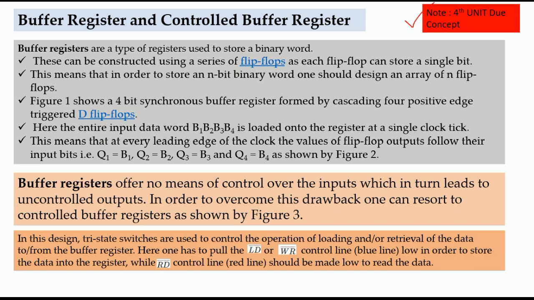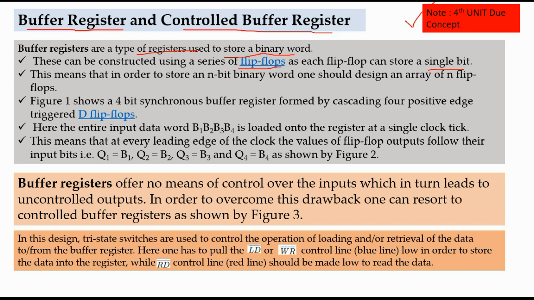What are buffer registers and control buffer registers? Buffer registers are a type of register used to store a binary word. How can we construct such buffer registers? They can be constructed using a series of flip-flops. Flip-flops are used to construct registers, as each flip-flop has the capability to store a single bit.